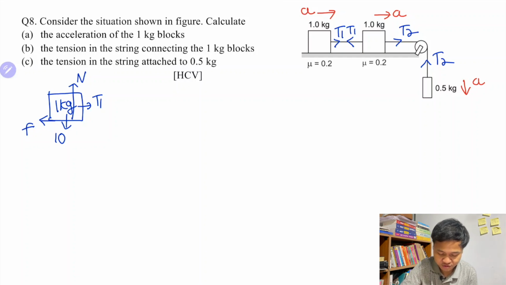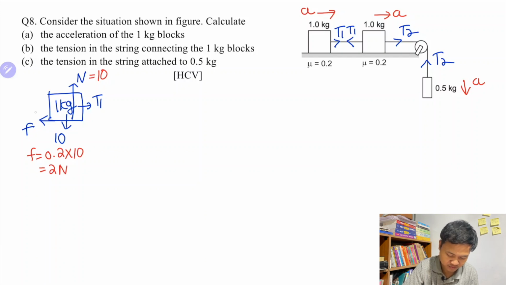Vertical direction, net force is 0, so net force is zero. So what will be the value of the normal? So the normal should also be 10. Okay. Now the friction force: mu is 0.2 into 10. So this means 2 Newton. Okay. So friction force is 2 Newton.